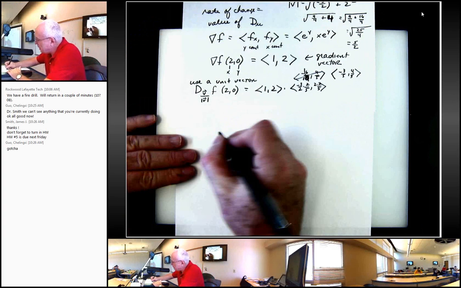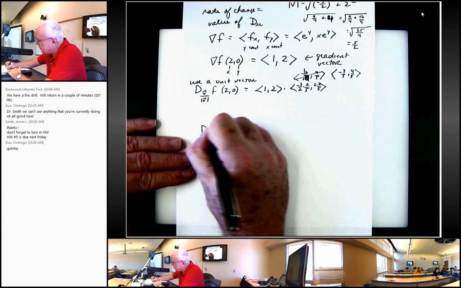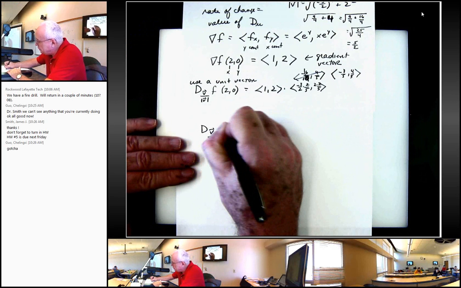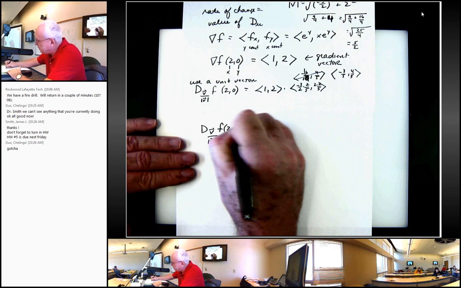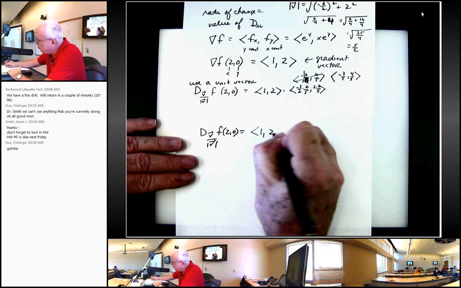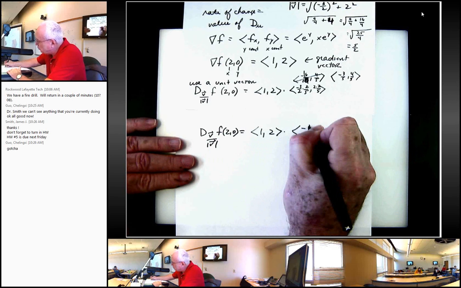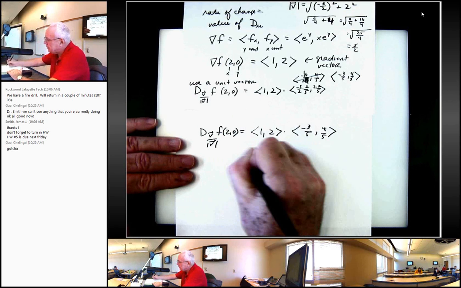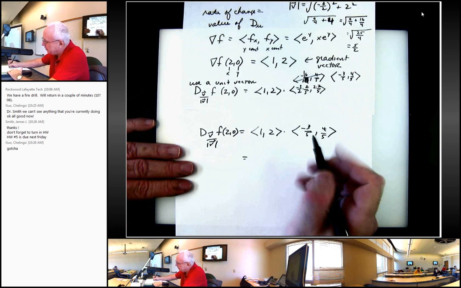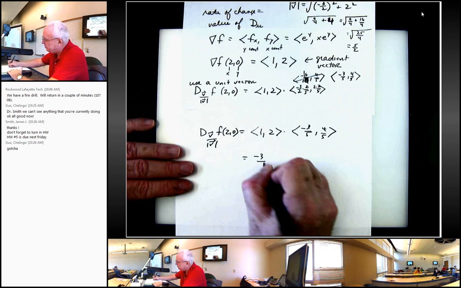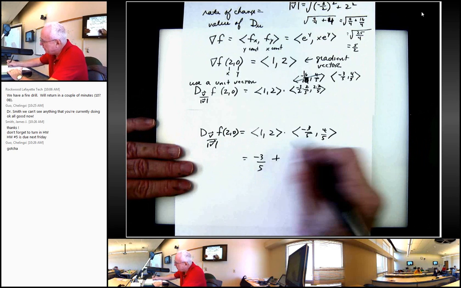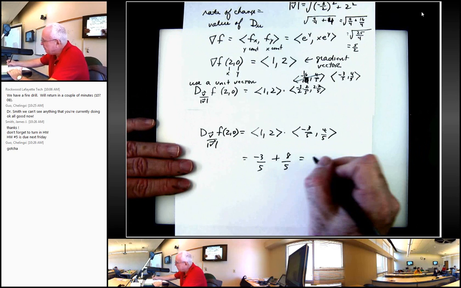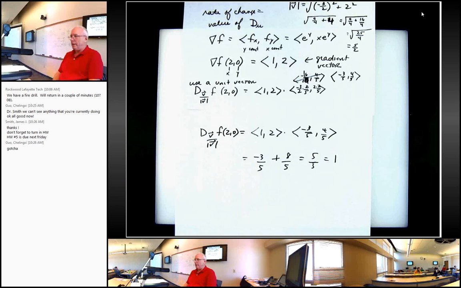So we have our directional derivative in the direction of our unit vector of our function at 2, 0. It's just going to be the dot product of 1, 2 dot minus 3/5, 4/5. So that's going to be 1 times minus 3/5 plus 2 times 4, 8/5. And you know what? This is going to give us 5/5, so it's equal to 1.